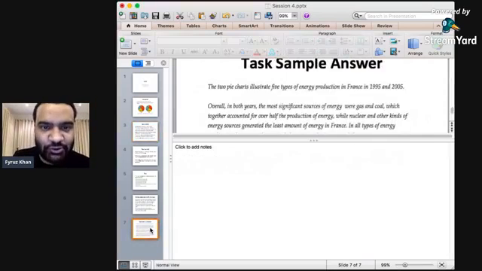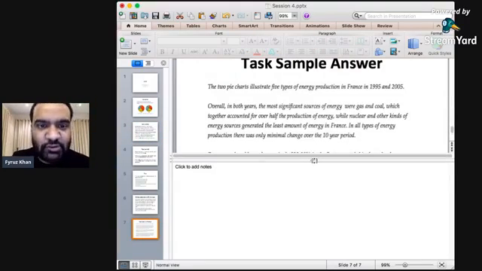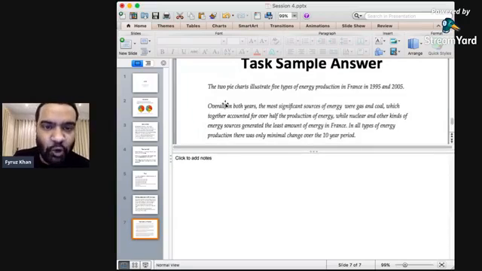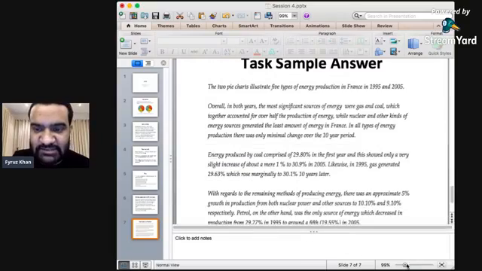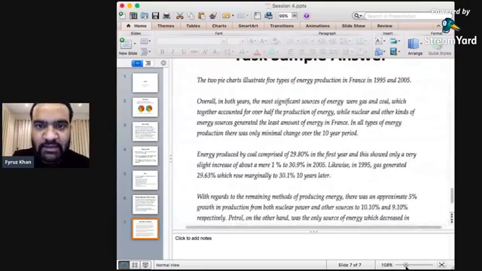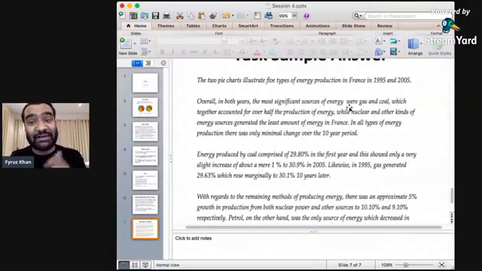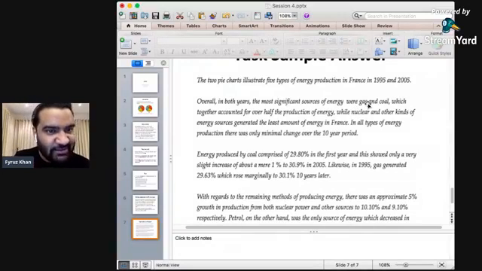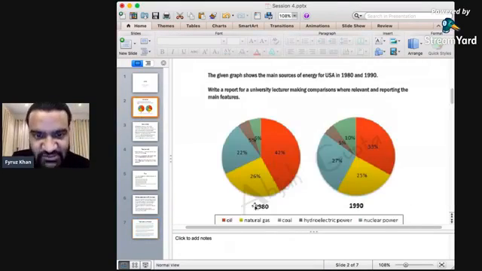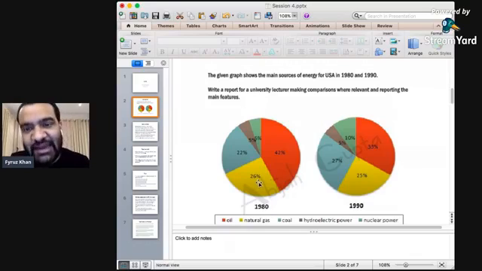I just want to show you how they've written the overview. So always start the overview with overall. Overall, comma, in both years. I hope you can see clearly. This is the overview paragraph. The most significant sources of energy were gas and coal. See, right? So the most significant sources, if you go here, the most significant sources were gas, natural gas, and coal. Yes.